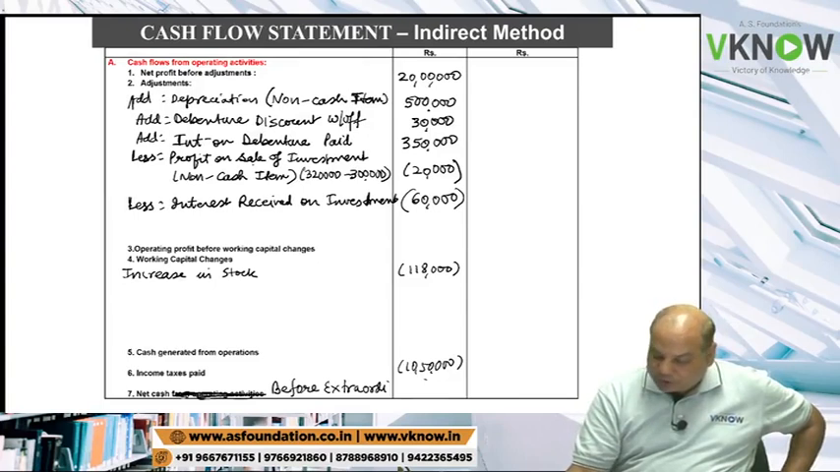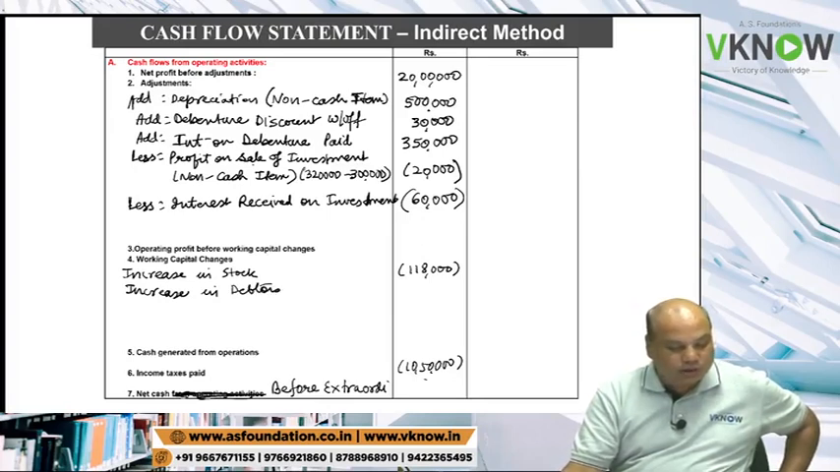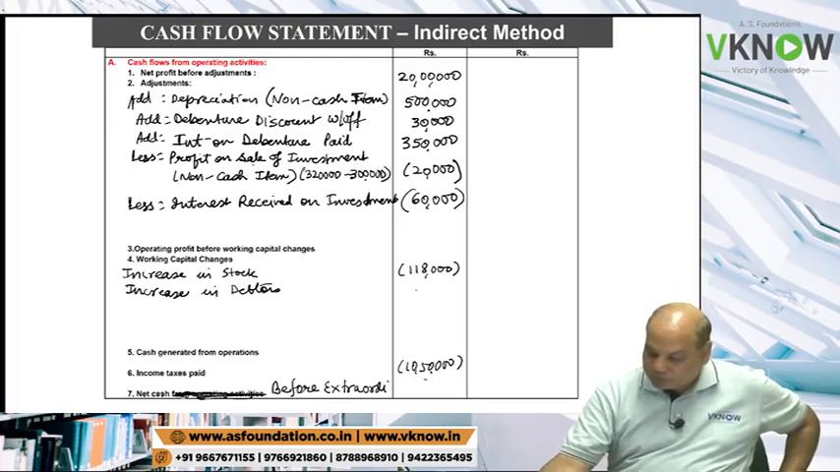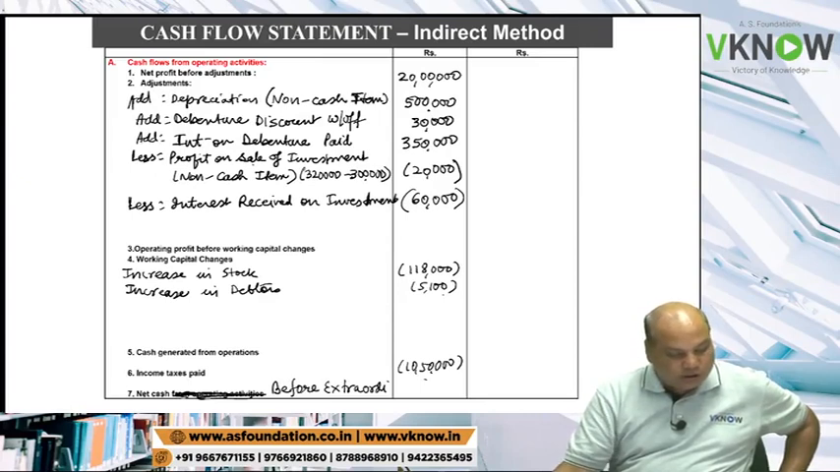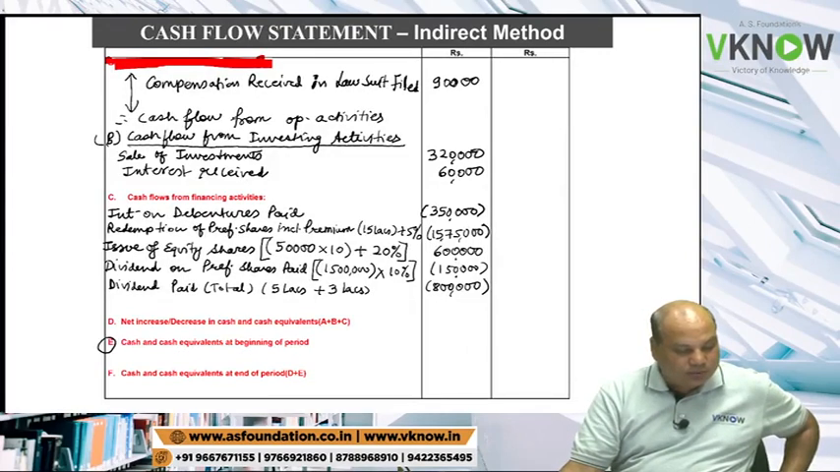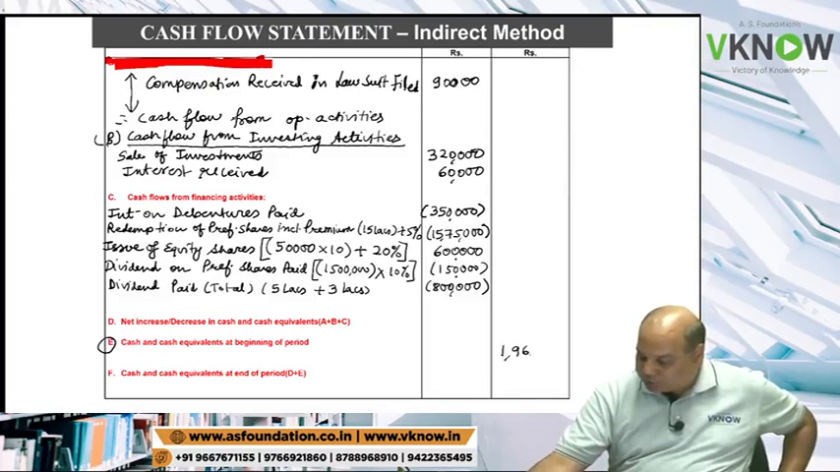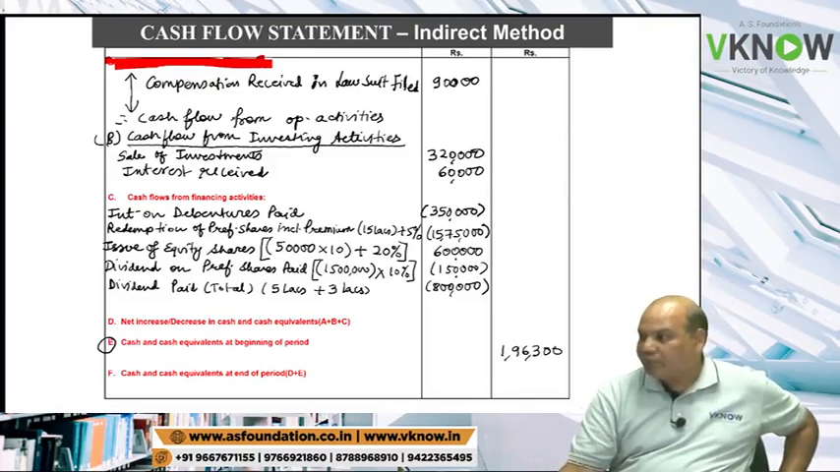Same point for debtor also. Increase in debtors: increase in debtor from 2 lakh 8,000 to 2 lakh 13,100. So in bracket 5,100. Next point, cash in hand. This we will write in point number E, cash and cash equivalent at the beginning, 196,300 in the outer column, and cash equivalent at the end.